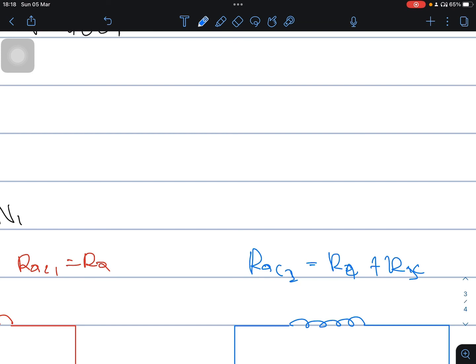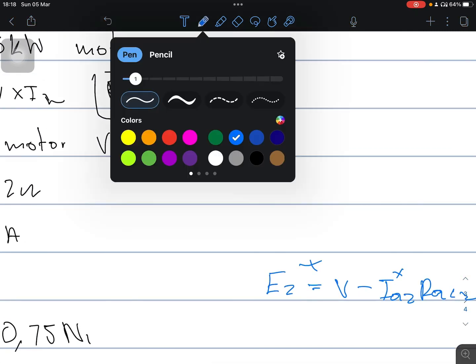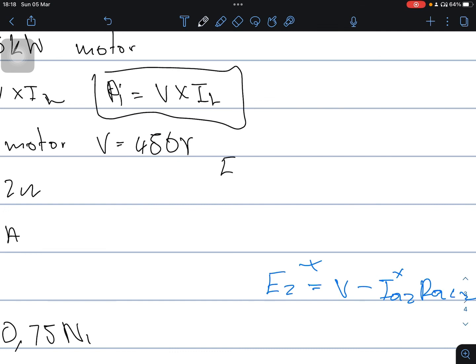RAC2 belongs to this equation: E2 = V minus IA2 RAC2, of which I don't have this, I don't have that. So I need to find E2. We know the formula to find E2 is what? E1 over E2 is equal to flux 1 N1 over flux 2 N2.